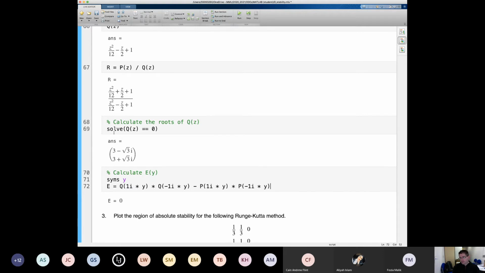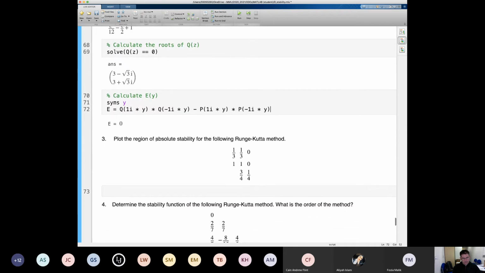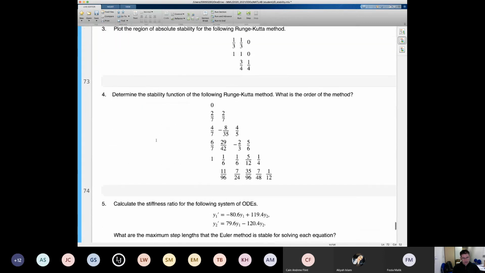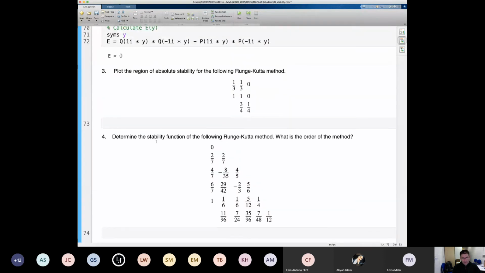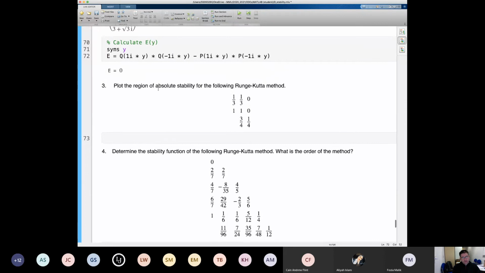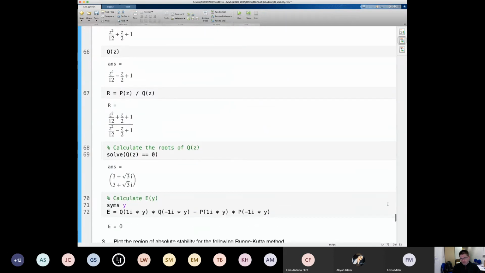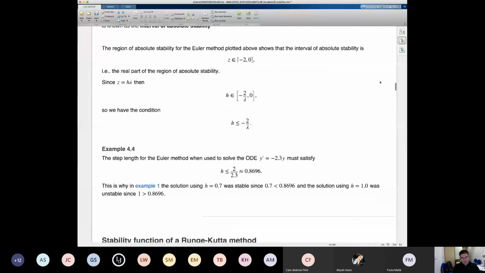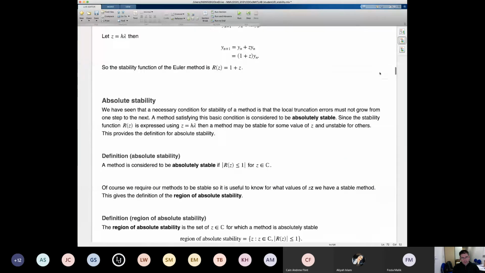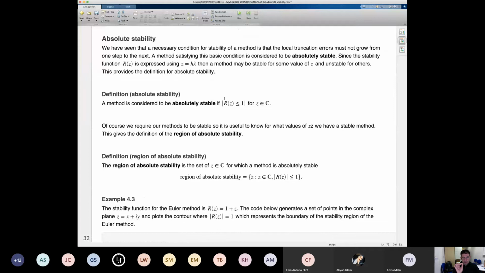Okay, are there any questions about what I've just shown you on MATLAB? Yeah, I was just having a look at some of the other questions. They're fairly similar. One asks to plot the region of absolute stability. Okay, what do I mean by that? Well, if you've watched the lecture videos, if I just scroll all the way back up, this is the definition of absolute stability. So I mentioned this in the lecture videos.